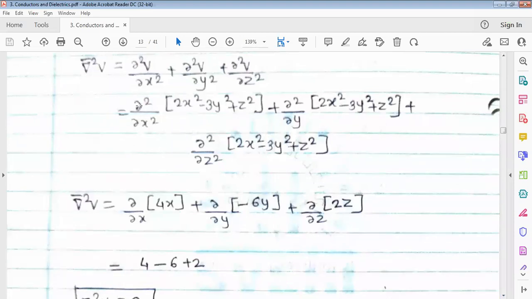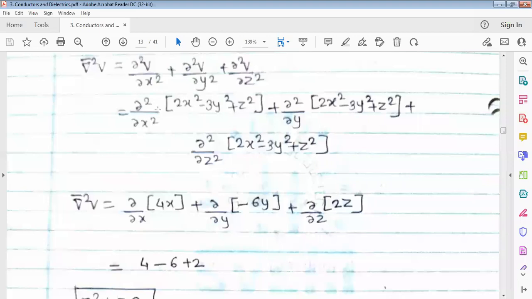So it is a double derivative, so we have to differentiate first. If we differentiate with respect to x, then it is plus 4x. Minus, here there is no x quantity, therefore it is 0, plus again no x quantity, only the z term is there, therefore it is 0. So the derivative is equal to only 4x.